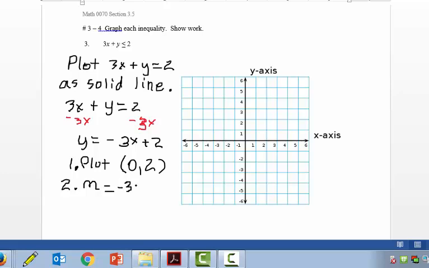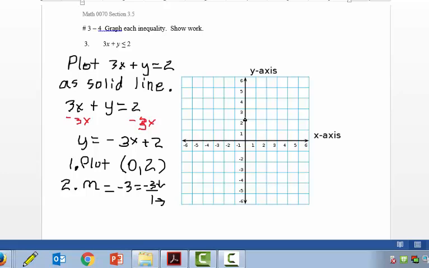And since the slope is negative 3, I'm going to look at that as negative 3 over 1. So from the y-intercept, I'm going to go 3 units down and then 1 unit right, and that will put me at another point on the graph.